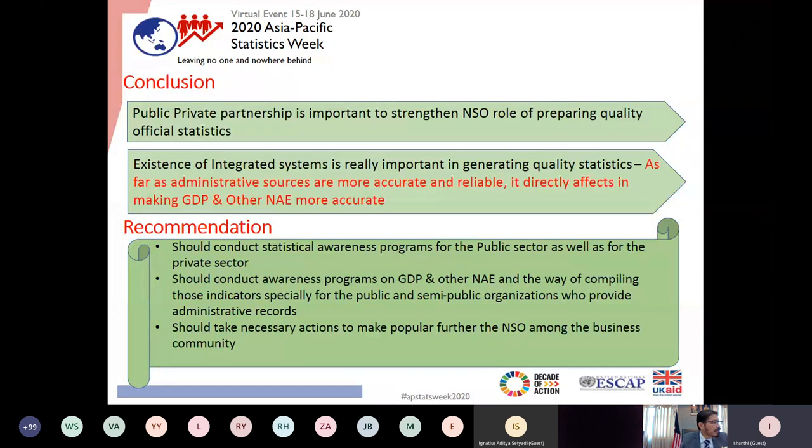Also, we should conduct awareness programs on GDP and other national accounts estimates, and the way of compiling those indicators, especially for the public and semi-public organizations who provide administrative records. Also, we should take necessary actions to make the NSO more popular among the business community.